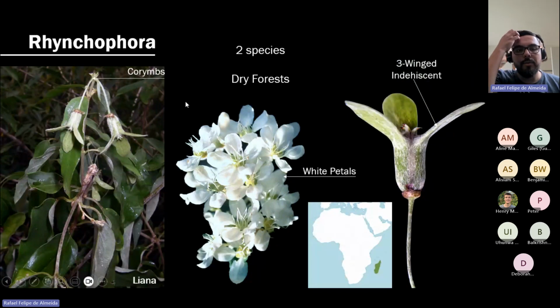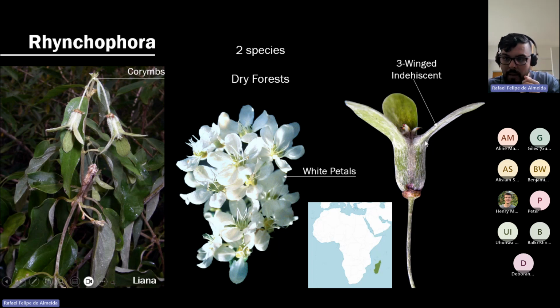And we also have Rhynchophora. It's a genus with only 2 species, also endemic to dry forests in the south of Madagascar. They are really similar to the other ones that are endemic to this region of dry forests in Madagascar, with white petals, with flowers arranged in corymbs. But the very weird thing about Rhynchophora is that their fruits are so unique. So if you see here, and if you learn anything with my presentation today, we would assume that this fruit would be a schizocarp and that you have three mericarps here, okay?